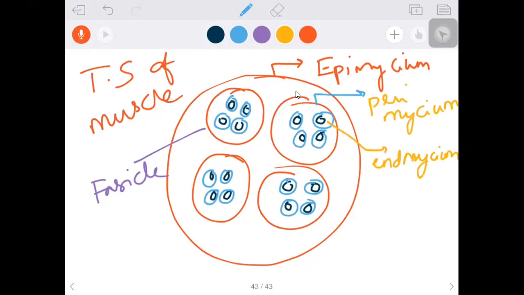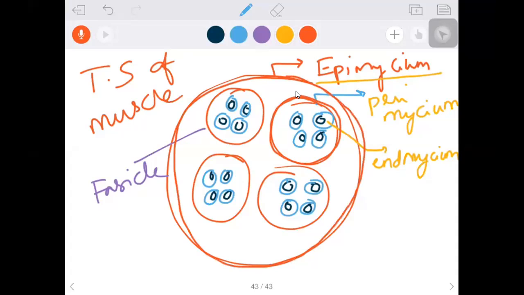So membrane-wise, the epimysium surrounds the muscle. Each fascicle is surrounded by perimysium. Each individual muscle fiber is surrounded by endomysium. A bundle of muscle fibers is called a fascicle. All the fascicles are surrounded by an irregular dense fibrous connective tissue sheath called epimysium.